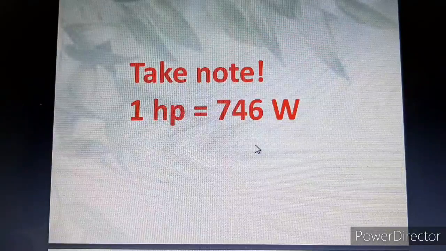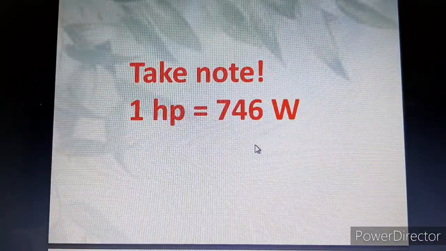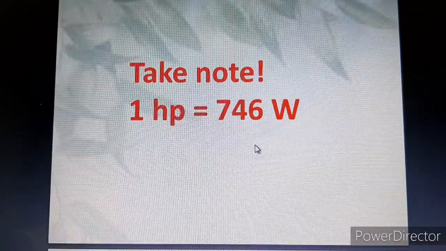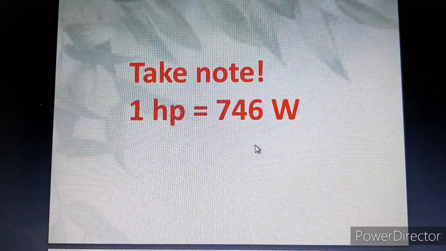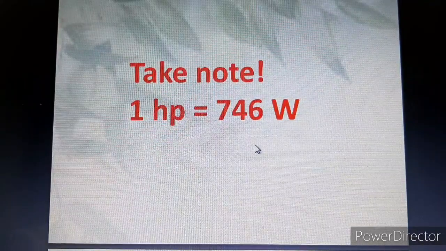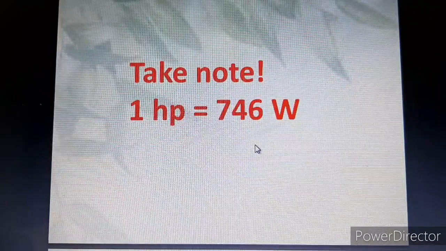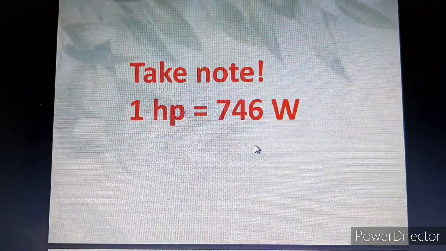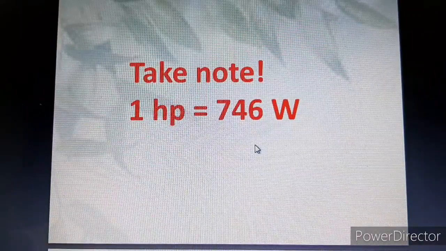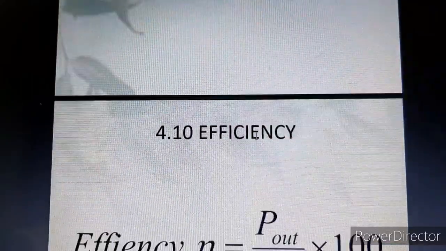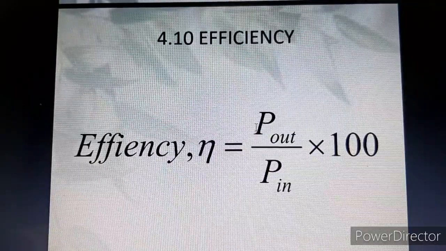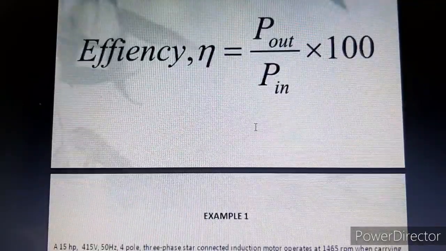Sometimes the output power, that is mechanical power, is given in horsepower. So to start the calculation, you need to convert it into watts. For example, if the output power is 10 HP, it actually equals 10 times 746, that is 7460 watts. Okay. So last one, efficiency, very general: P out over P in times 100 equals the efficiency.